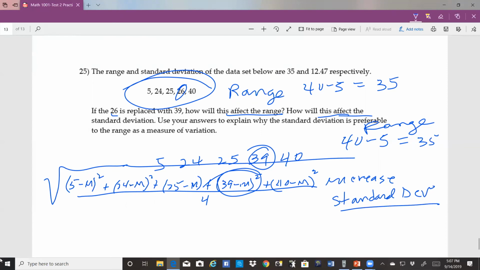So why would you say, if you want to understand the variation of data, you would prefer the standard deviation as opposed to the range? Because sometimes the range does not tell you anything. The range does not change, but the variation in the data can increase, as you can see in this example. And if you use the standard deviation, you would detect that. Well, that is the test 2 review.